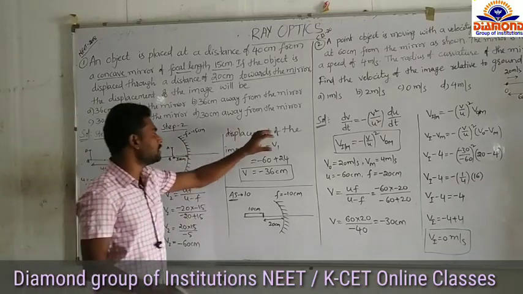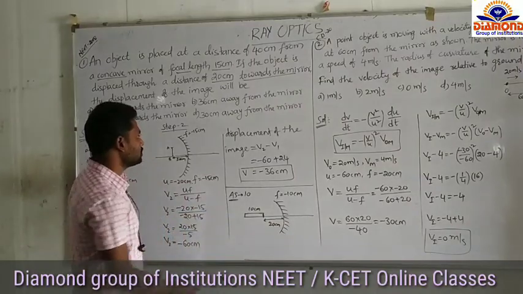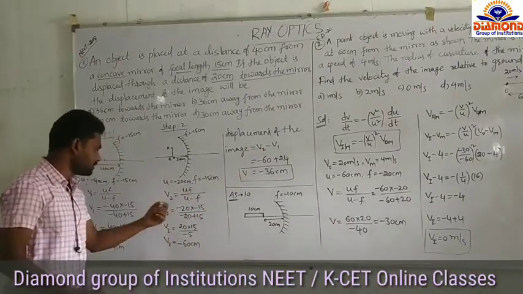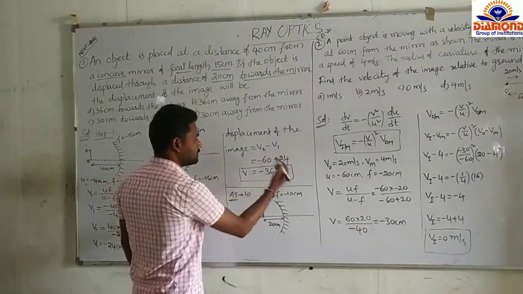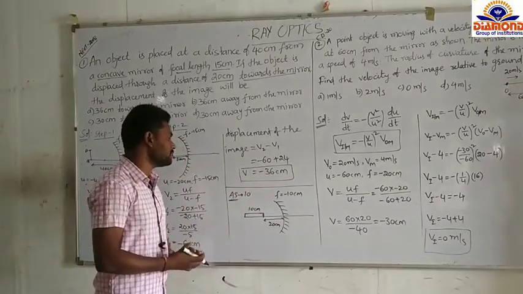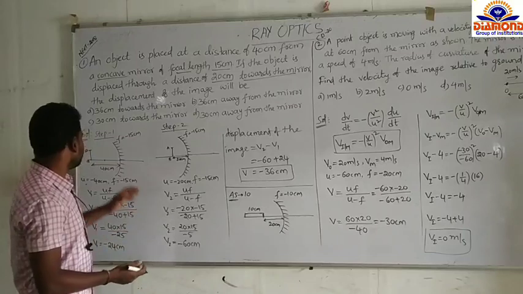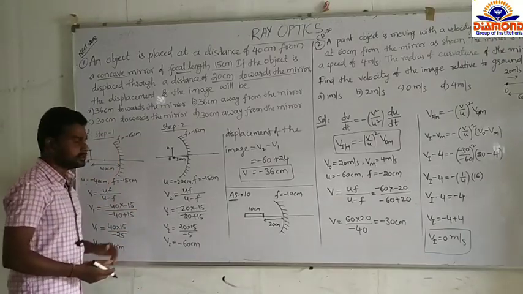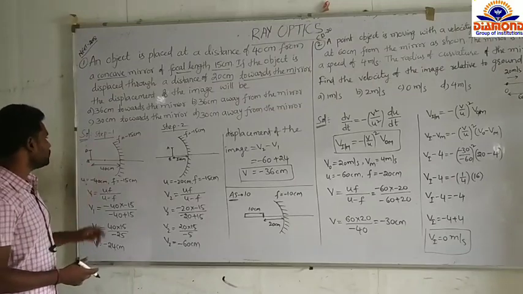Then the displacement of the image is the final image distance minus the initial image distance. Substituting, the final image is at minus 60 centimeter and the initial image is at minus 24 centimeter. We get the image displacement as minus 36 centimeter. One more thing you have to remember in the concave mirror: if the object is moving toward the mirror, the image moves away from the mirror up to the focus.